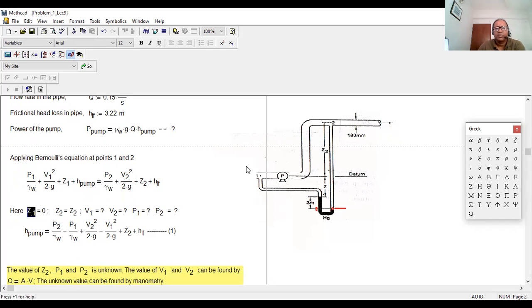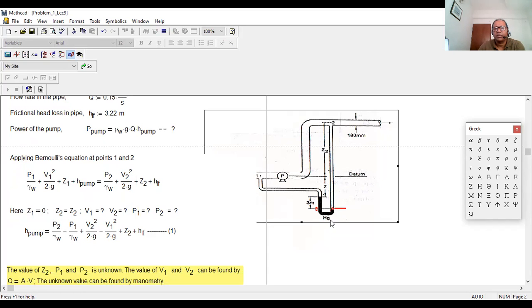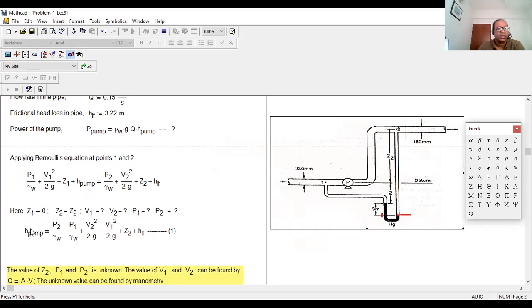Z1 from this is 0.1 from datum line, Z1 will be 0, right? So we put right over here Z1 equal to 0. Z2, the height from here to here, is not given, but it says Z2. So we just put Z2 equal to Z2. V1, V2 we don't know. P1, P2 we don't know.